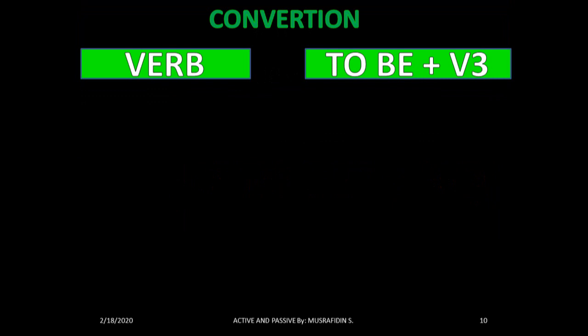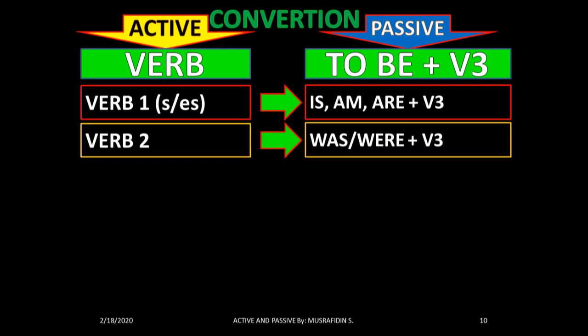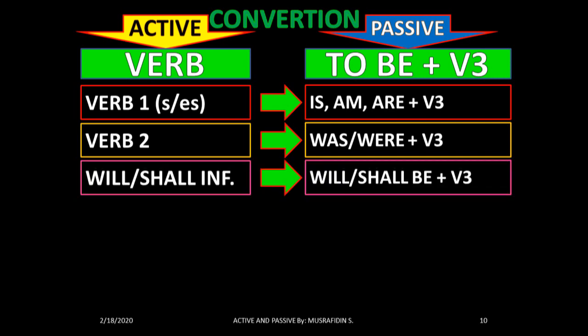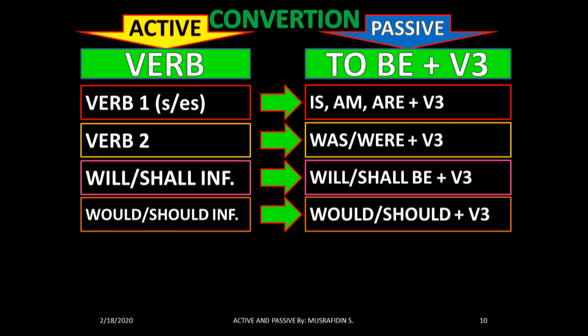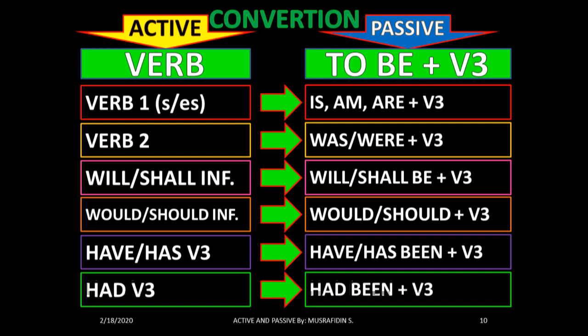And they are: if the verb is verb 1, then we just change it into SMR verb 3. Verb 2, was were verb 3. Will shall infinitive, will shall be verb 3. Would should infinitive, would should be verb 3. Have has verb 3, have has been verb 3. Had verb 3 becomes had been verb 3. Let's have examples to apply these rules.